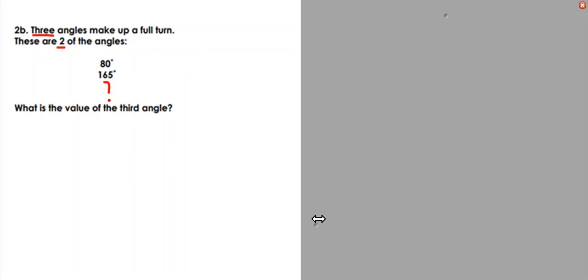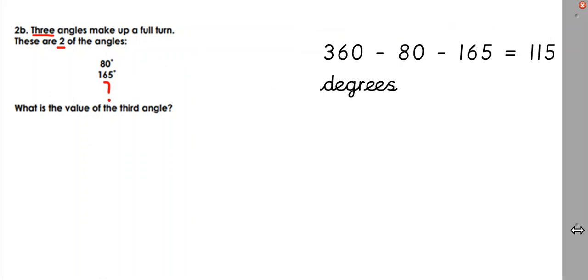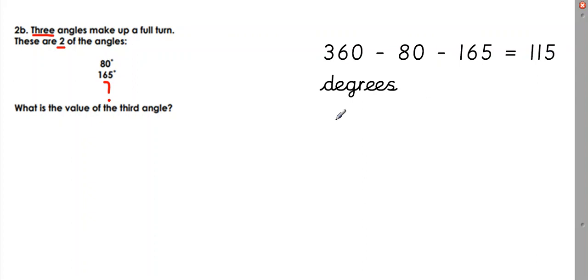Okay, let's have a look then. So 360 minus 80 minus 165 equals 115 degrees. So how I would have done that, I would have added 165 and 80 together, and then I would have subtracted that total from 360. Well done if you got 115 degrees as your answer.